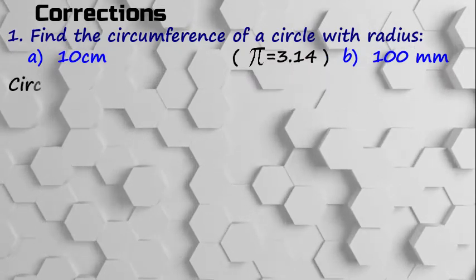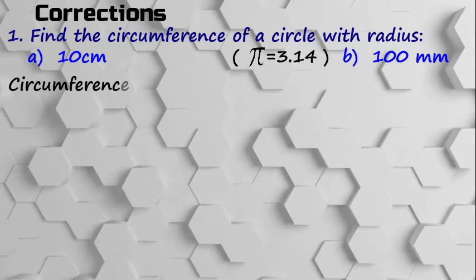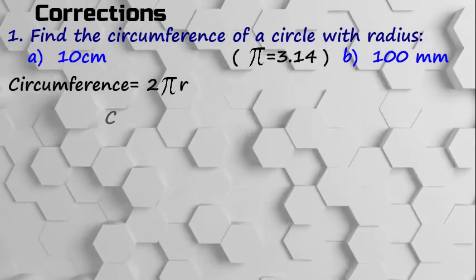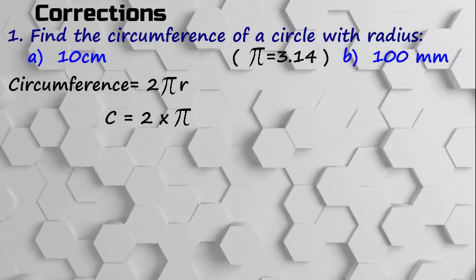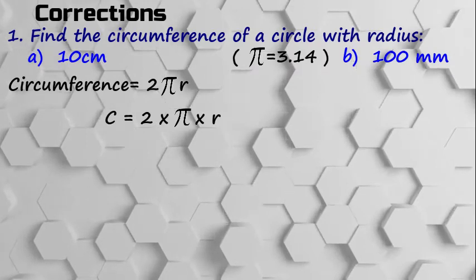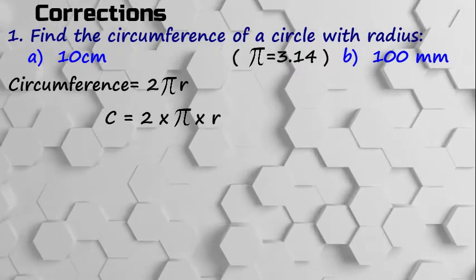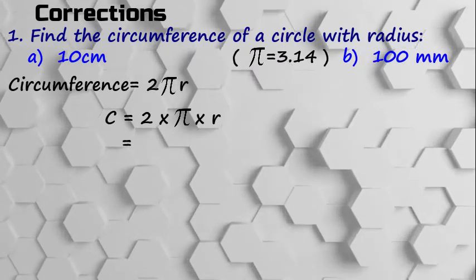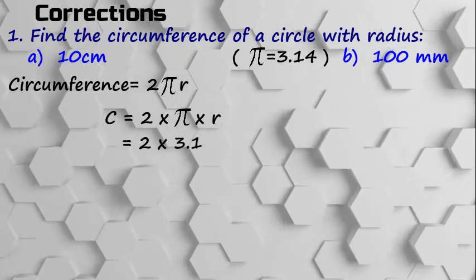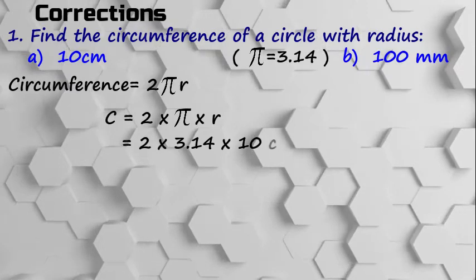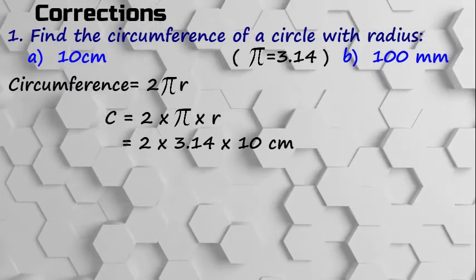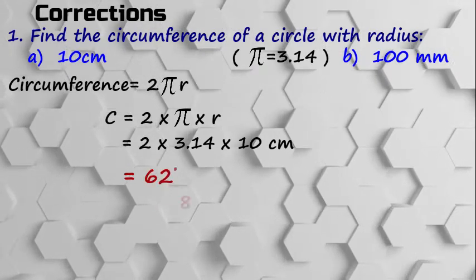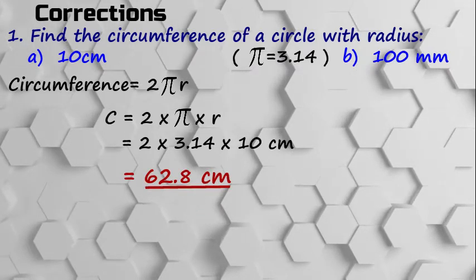Remember, circumference is equal to 2 pi r, which is 2 times pi times r. Remember, pi is 3.14 and the radius is 10 centimeters. So, it is 2 times 3.14 times 10 centimeters, and this is equal to 62.8 centimeters.